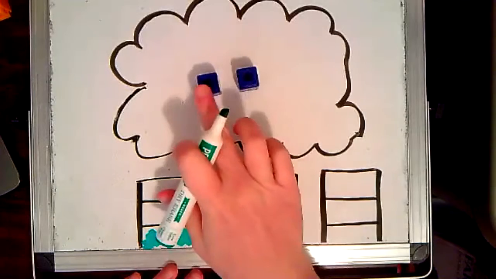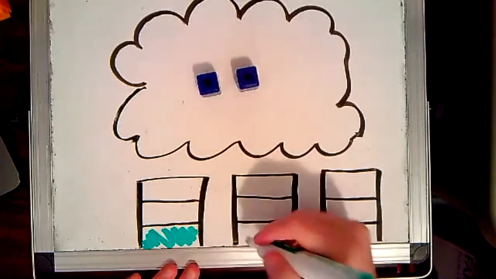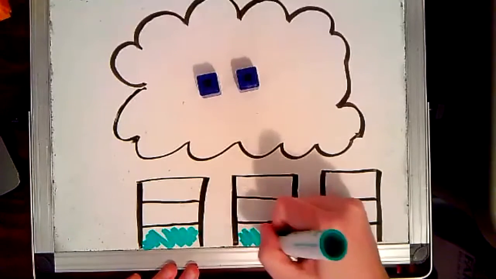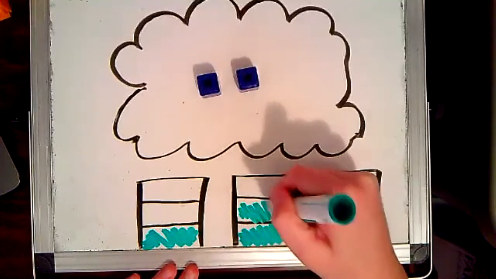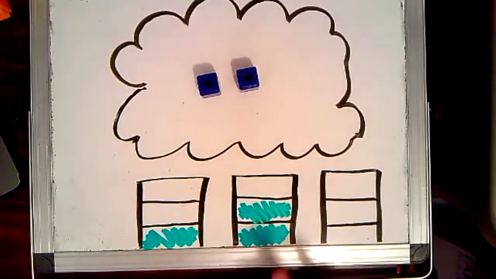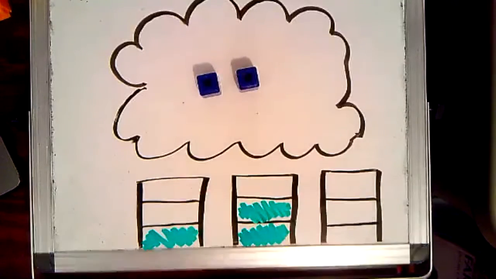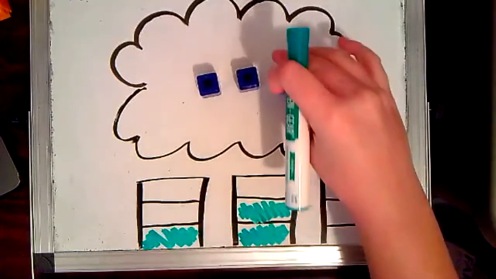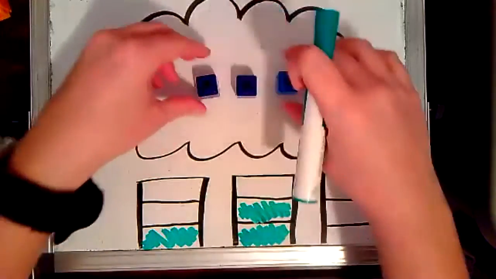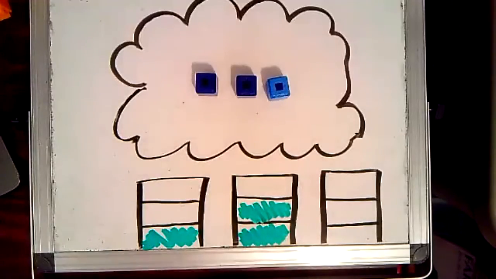All right, so we have 1, 2. We have 2 counters. So I'm going to fill in 2 spots. 1, 2. And that shows how many I have there. I have 2 now. Now what I'm going to do is put 1 more in there. Unfortunately, it's a different color, but that's okay. We're just seeing how many we have there.